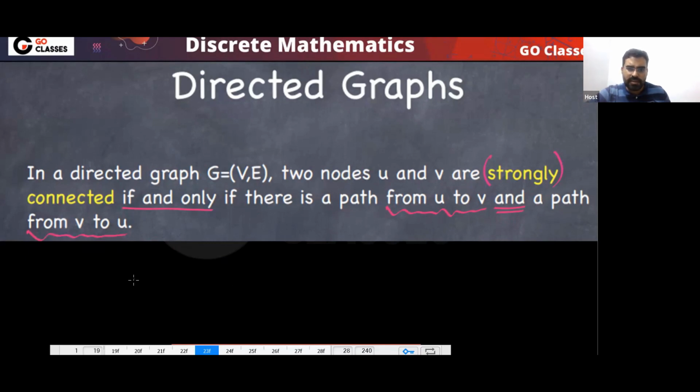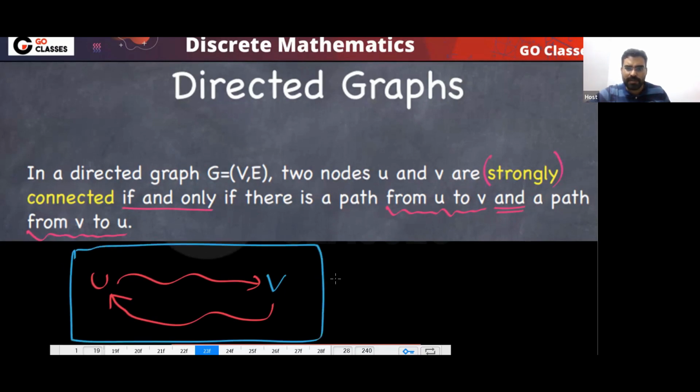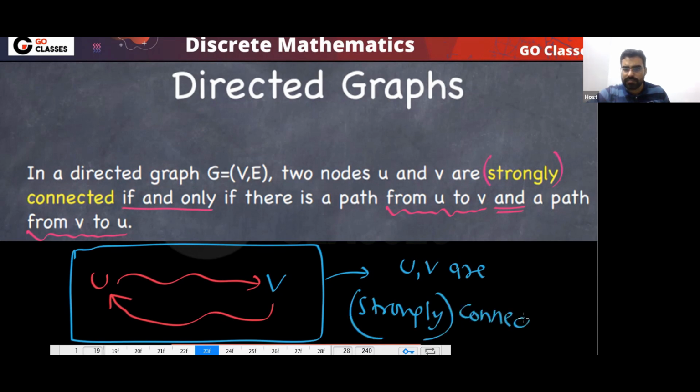There must be a path from U to V, and there must be a path from V to U. This must happen. If this situation happens, then we will say that U comma V are strongly connected. Means you can go from U to V, and you can go from V to U.